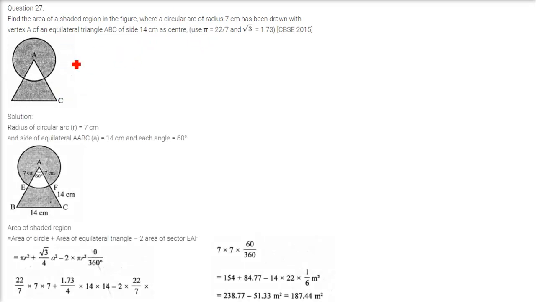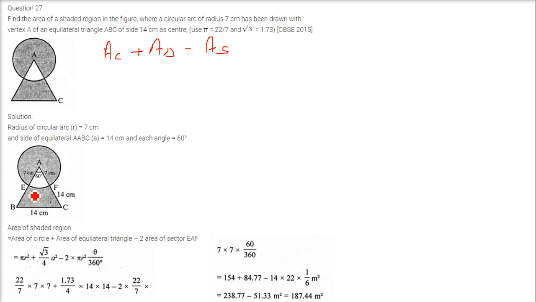Find the area of the shaded region in this figure, where a circular arc of radius 7 cm has been drawn with vertex A of an equilateral triangle ABC of side 14 cm as center. So here, first we will find the area of this triangle and the area of this circle, add them, and then subtract the area of this sector.